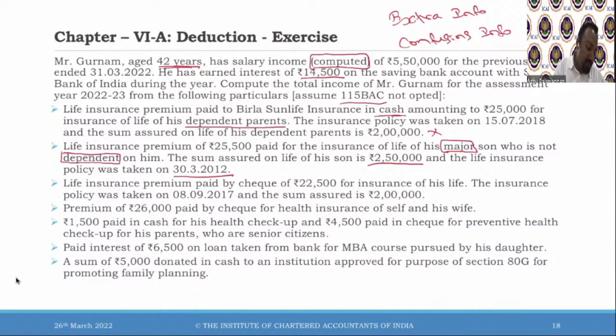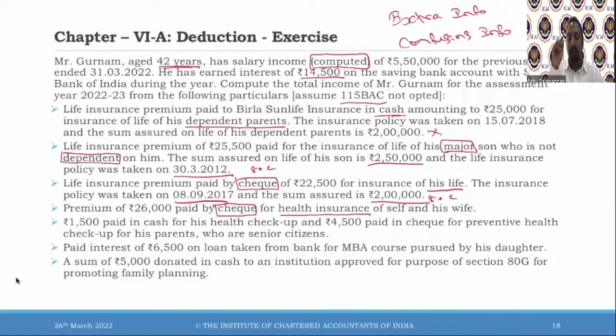And the life insurance policy was taken on 33. And next is life insurance paid by check, confusing, not relevant. For insurance policy, the date is relevant. Insurance policy was taken on 8/9/2017 and the sum assured is 2 lakhs. So these are the information. So all these are 80C, right? So we'll just write here 80C. This is also 80C. Paid by check for health insurance. Paid by check.